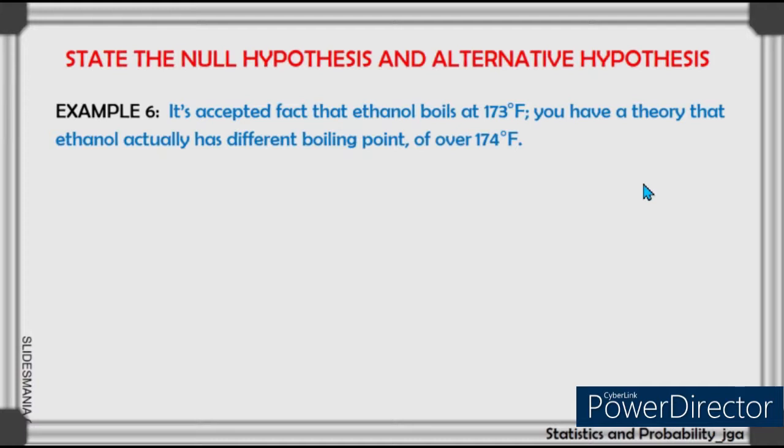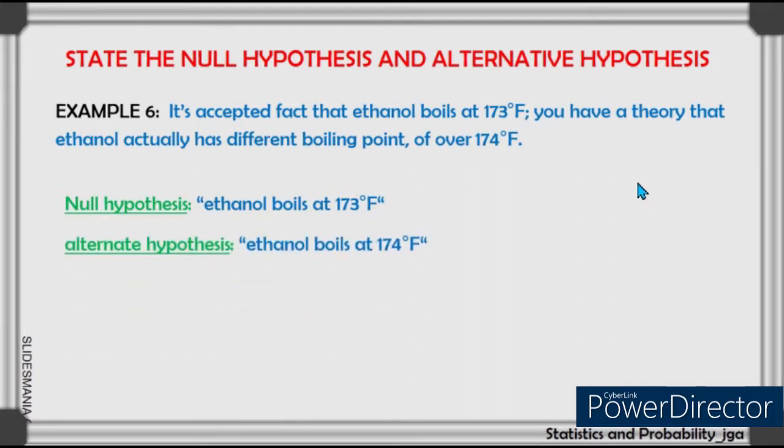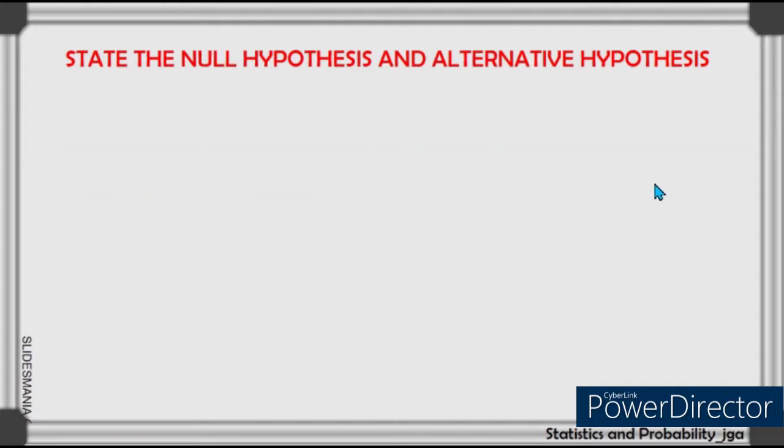Okay, so identify natin the null hypothesis and the alternative hypothesis. Take note that the alternate hypothesis is just an alternative to the null hypothesis. Okay, so the accepted fact in this statement is ethanol boils at 173 degrees Fahrenheit. So this would be the null hypothesis. Okay. And if you have your theory, yan na yung magiging alternate hypothesis natin. So we have ethanol boils at 174 degrees Fahrenheit. Okay, another example.